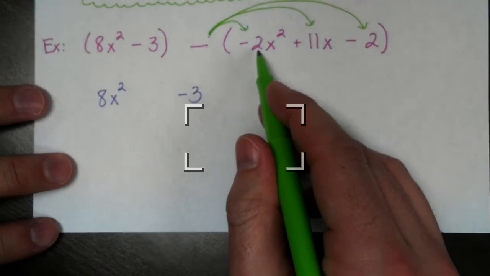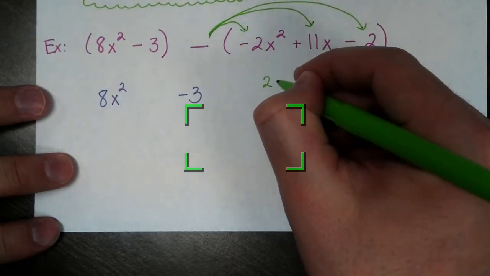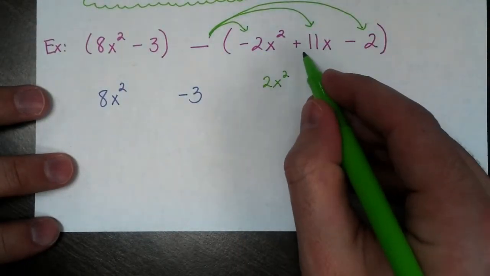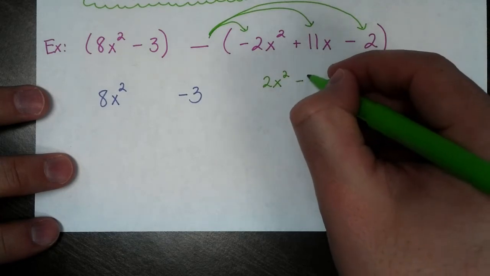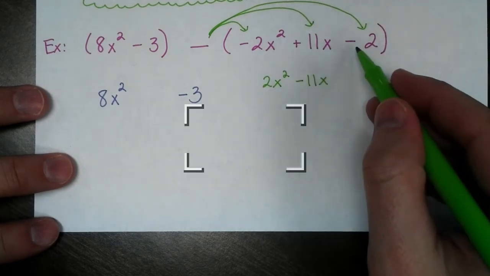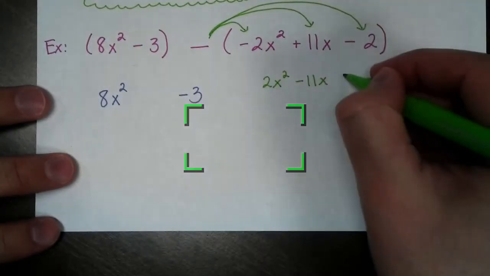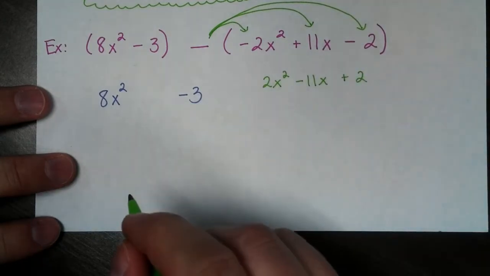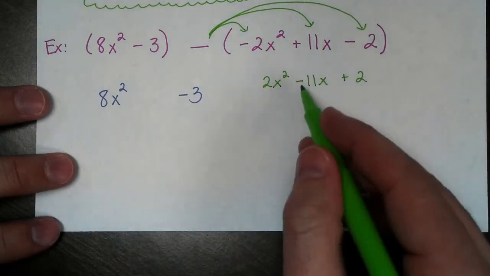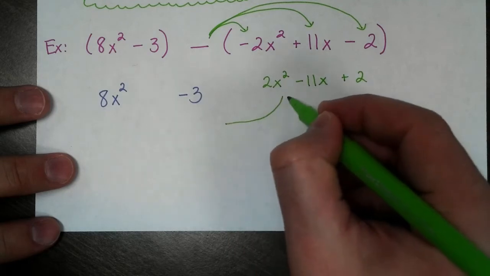Well, that negative 2x squared becomes a positive 2x squared. That positive 11x becomes negative 11x. And that negative 2 becomes a positive 2. Alright, so this is our new polynomial. We're going to plug in the information right in here.